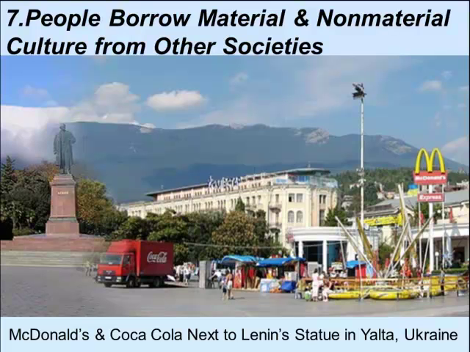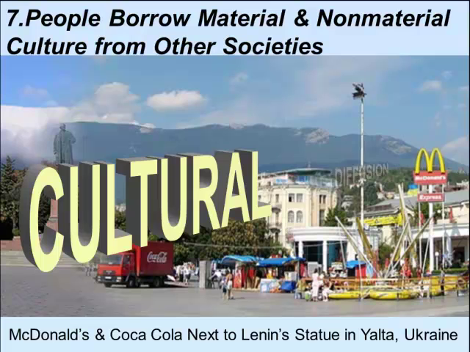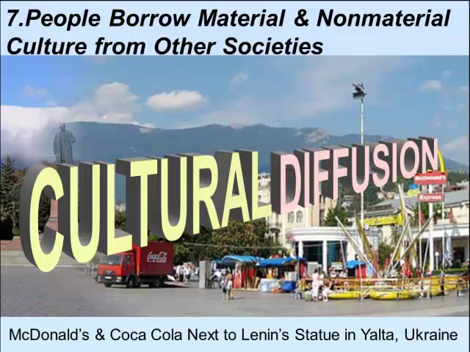And by the way, in this picture, you can see how they still have the statue of Lenin in their central square. He was the leader of the Bolshevik Revolution in Russia in 1917 and the architect of Soviet communism. And right next to Lenin, there is a McDonald's restaurant and a Coca-Cola truck, both universal symbols of capitalism, which he fought against all his life. Ironic, isn't it? So this process in which people borrow material and non-material culture from other societies is called cultural diffusion. Remember this term.